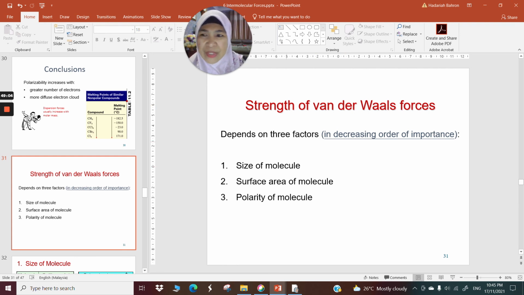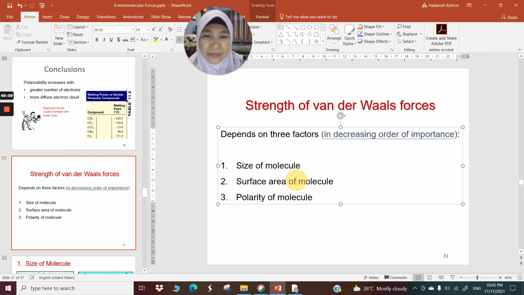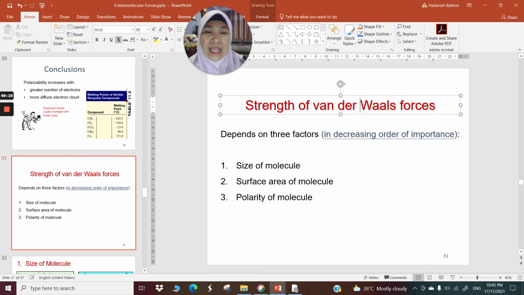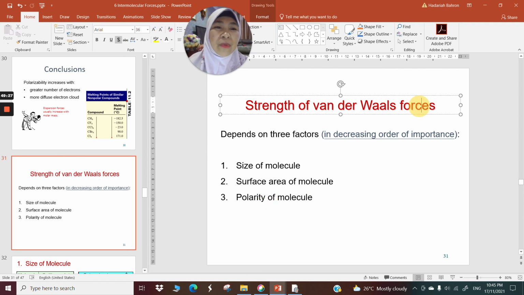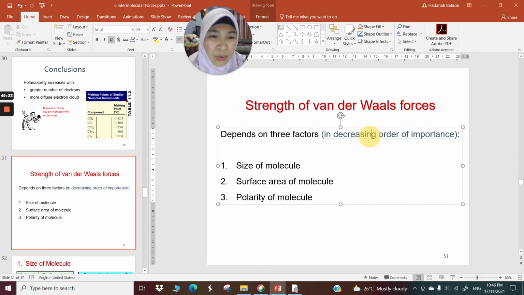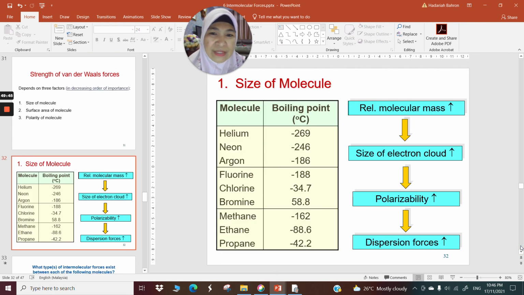Now, the strength of van der Waals forces depends on the size, the surface area of the molecule, and the polarity of the molecule. The bigger the size, the stronger the van der Waals forces. The higher the surface area, the stronger the van der Waals forces. And the higher the polarity of the molecule, the higher the van der Waals forces. In decreasing order of importance, size is very important compared to surface area and compared to polarity. So this is how it is.